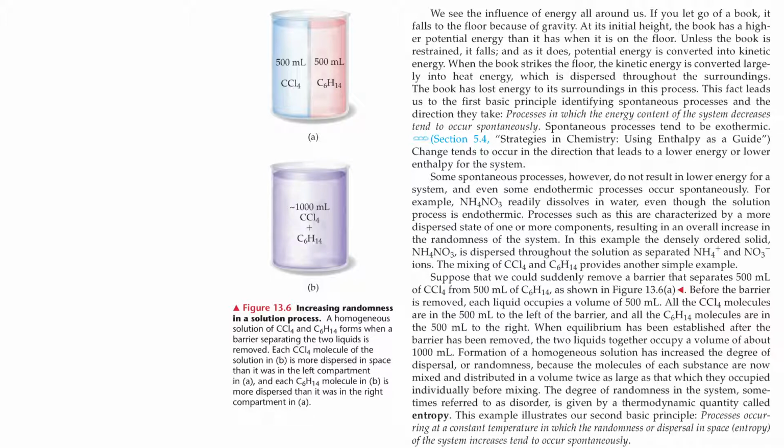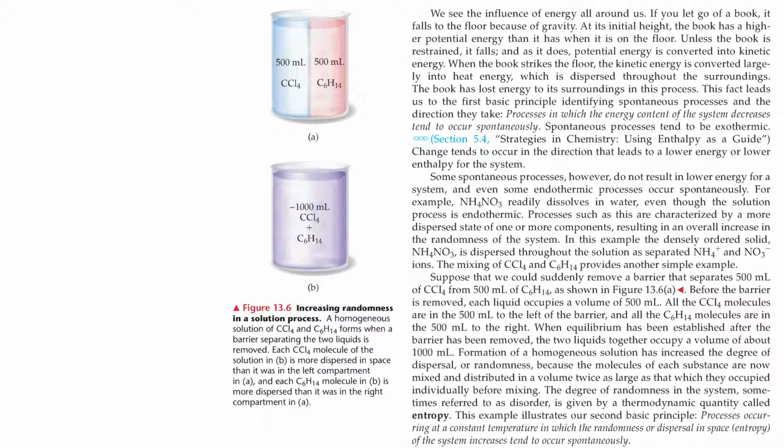For example, ammonium nitrate readily dissolves in water even though the solution process is endothermic. Processes such as these are characterized by a more dispersed state of one or more components, resulting in an overall increase in the randomness of the system. In this example, the densely ordered solid, ammonium nitrate, is dispersed throughout the solution as separated ammonium and nitrate ions.